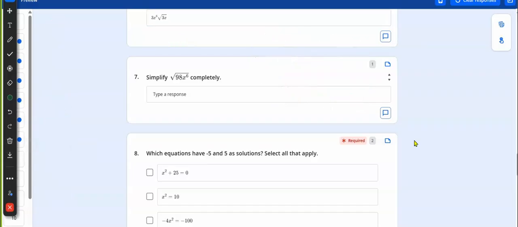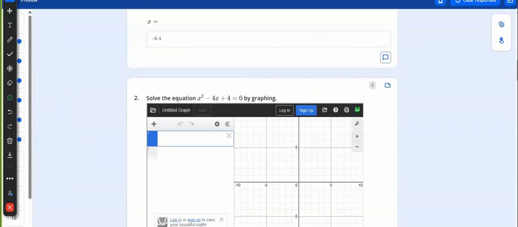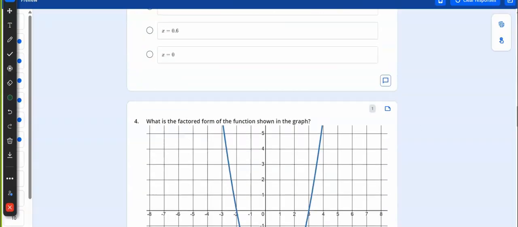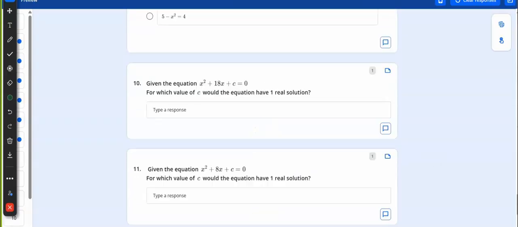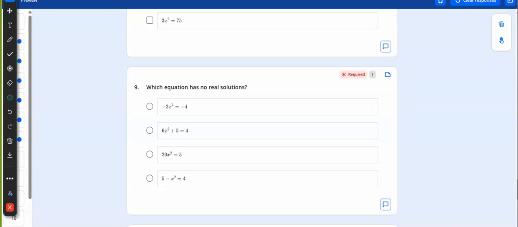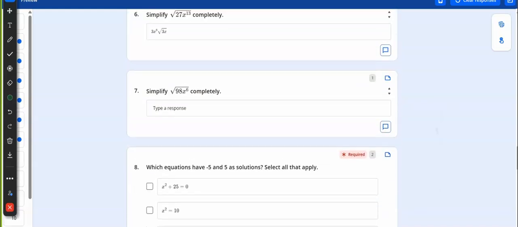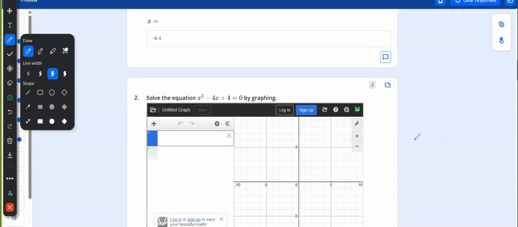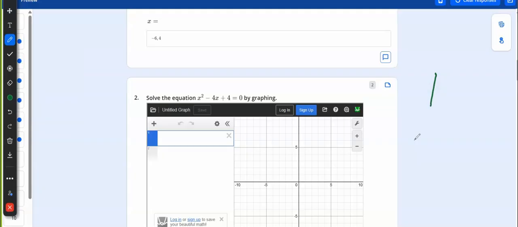So let's try again. Oh, come on. Why did it jump down? There we go. Okay, why did it do that?